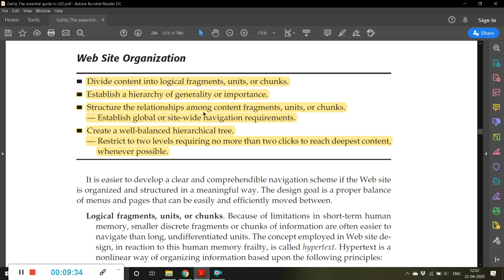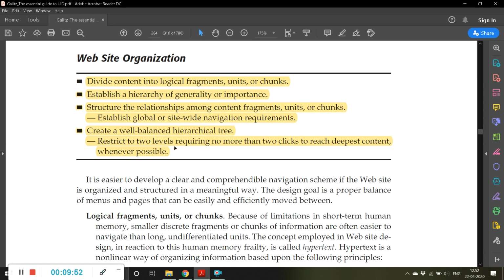Structure the relationships among content fragments, units, or chunks. The same thing: you have to establish some sort of relationship between the information. Create a well balanced hierarchical tree.